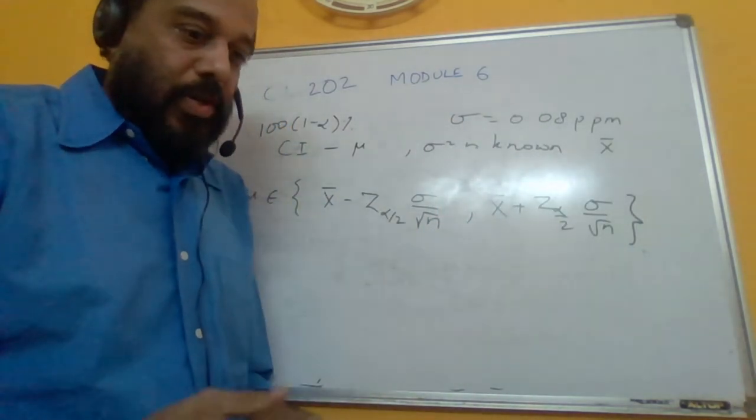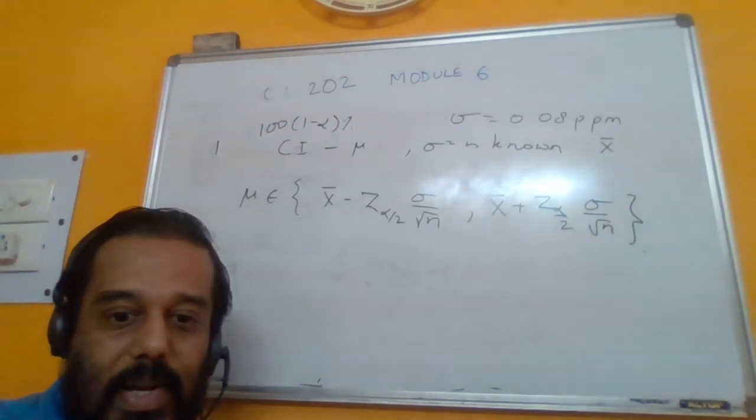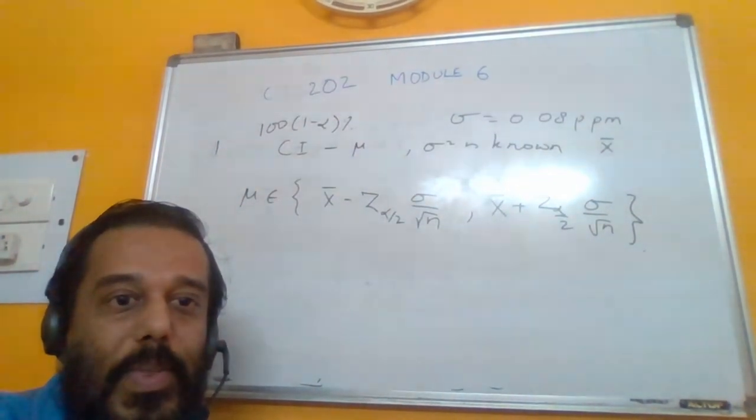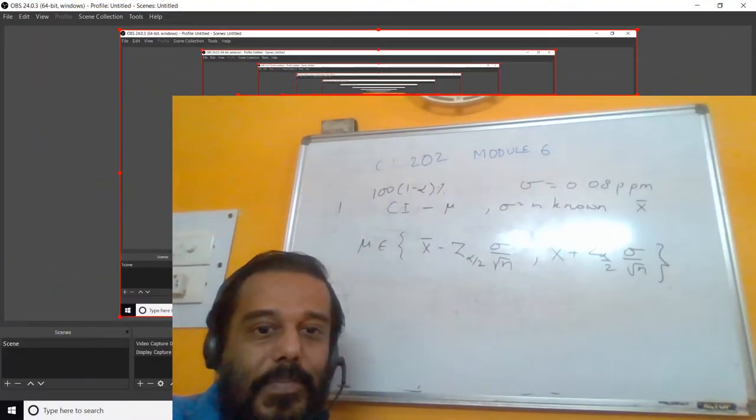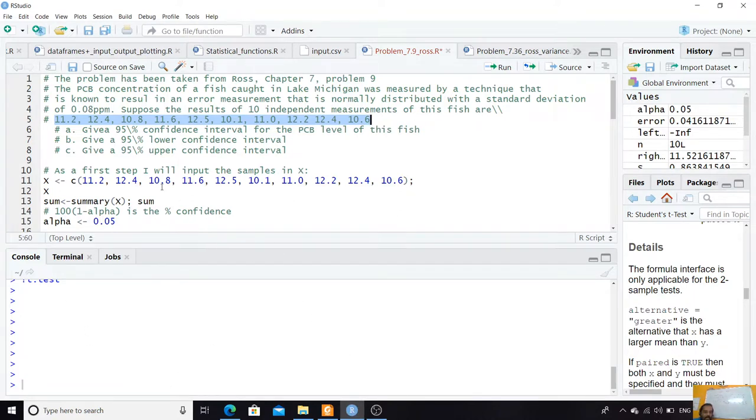Here is the thing: even if you use a software, to be able to use it effectively, you have to know the underlying theory, else it's just like a black box. So I will go over here as the first step. I've put enough comments for you to see. The first step, I have entered those 10 different values and put them in a vector or an array x. So these are those 10 independent measurements of the fish.